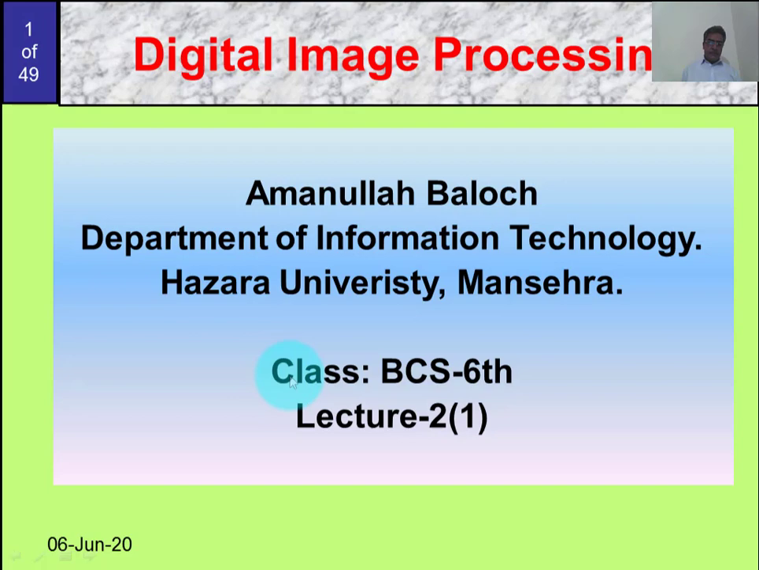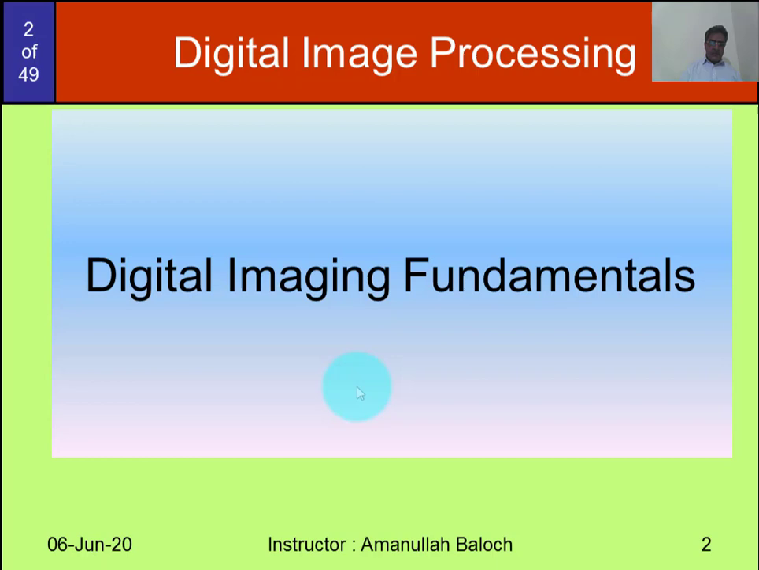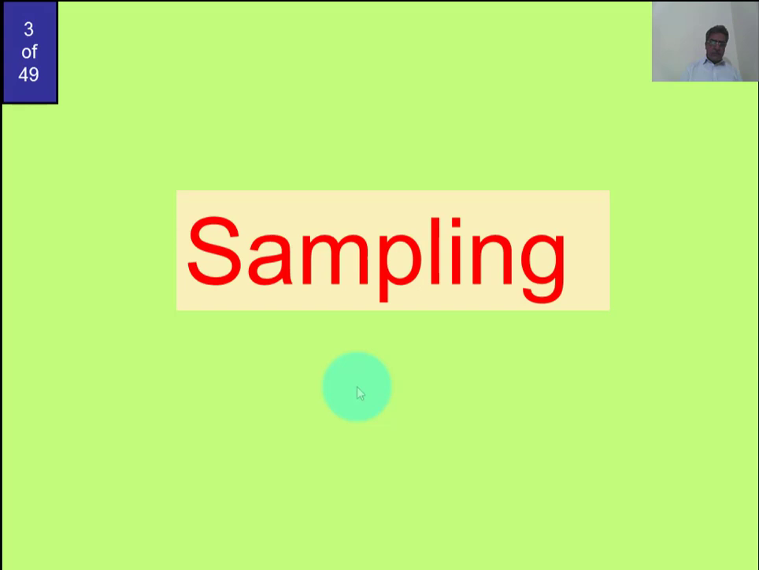This is our third lecture of digital image processing. In this lecture, we will discuss some digital image processing fundamental concepts. The first concept of this lecture is sampling. What does sampling mean?